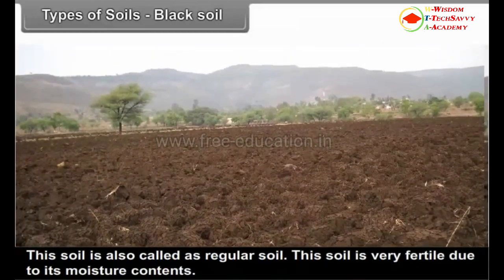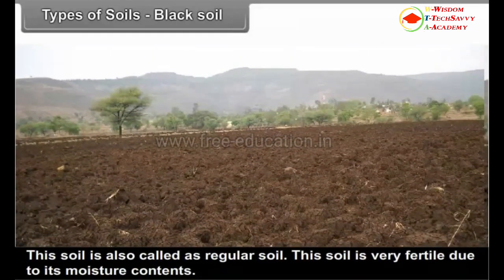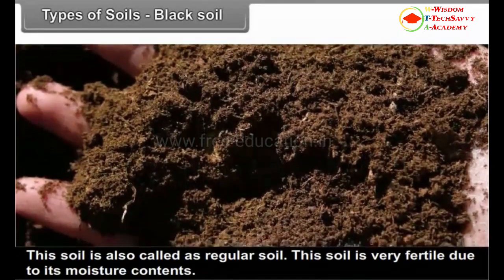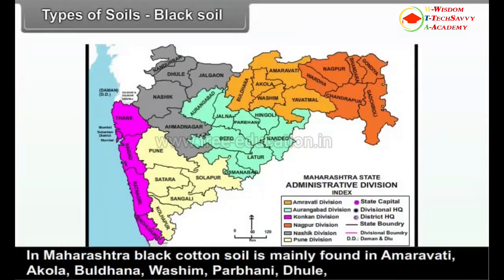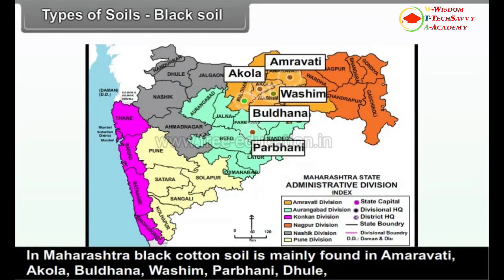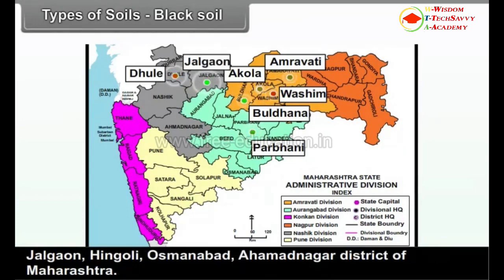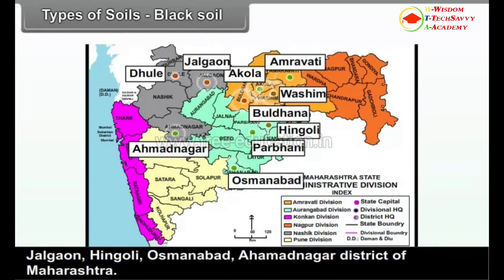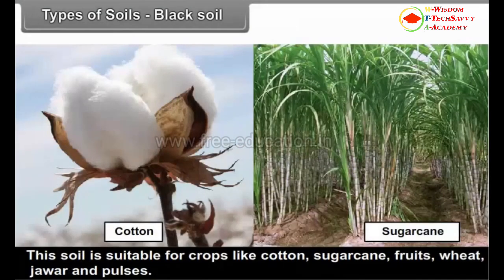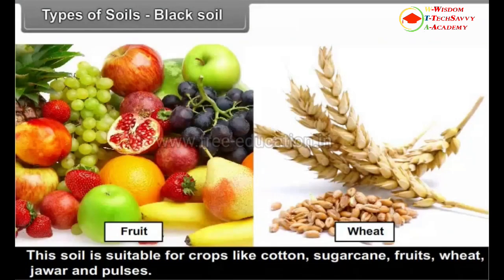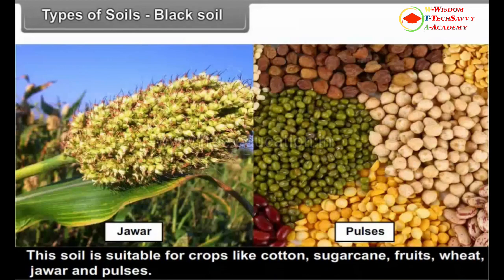This soil is also called Regur soil. This soil is very fertile due to its moisture content. In Maharashtra, black cotton soil is mainly found in Amravati, Akola, Buldhana, Washim, Parbhani, Dhule, Jalgaon, Hingoli, Osmanabad, and Ahmednagar districts of Maharashtra. This soil is suitable for crops like cotton, sugarcane, fruits, wheat, jowar, and pulses.